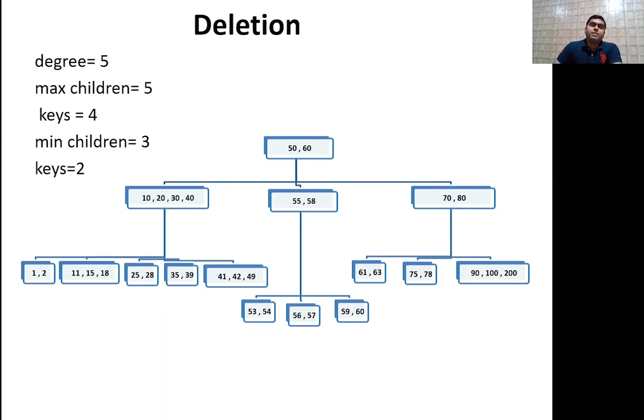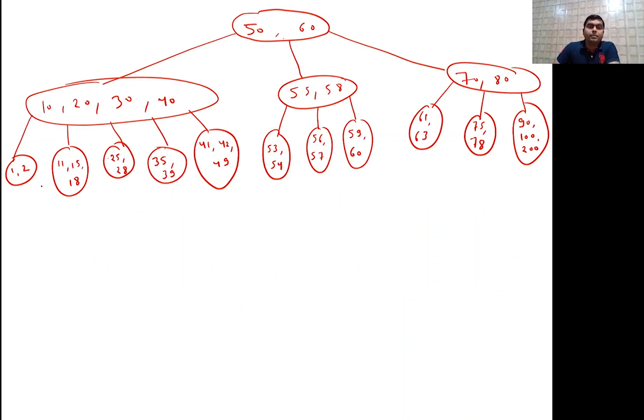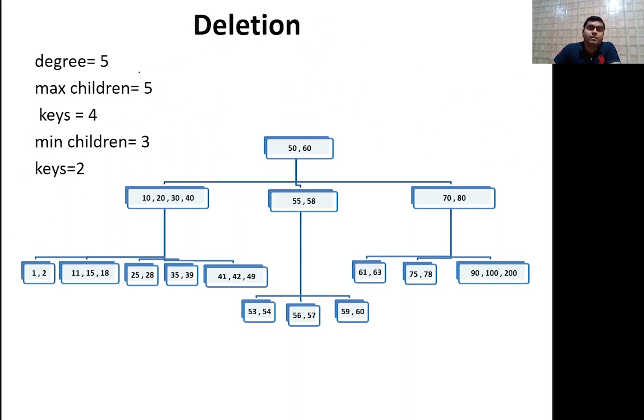Firstly, we will start with deletion. Consider the following B tree. This is the given tree and we are supposed to delete 49, 11 and 78. So observe very carefully how the deletion is going on. For the deletion, it is also given that the degree is 5, so we have maximum children and maximum keys.